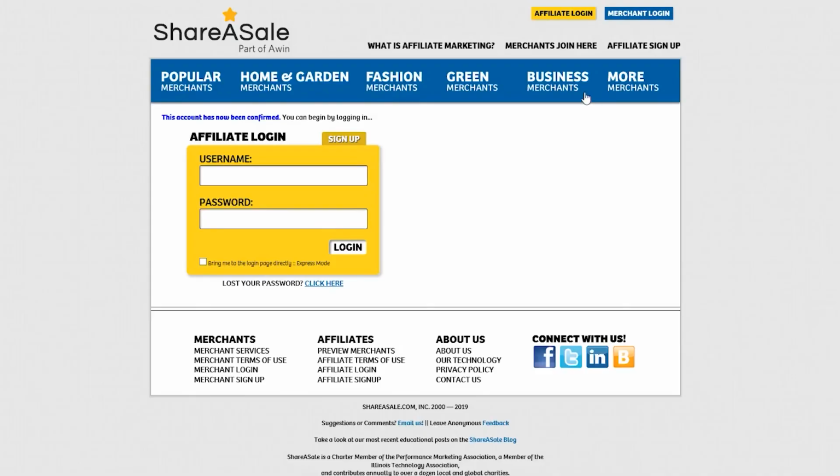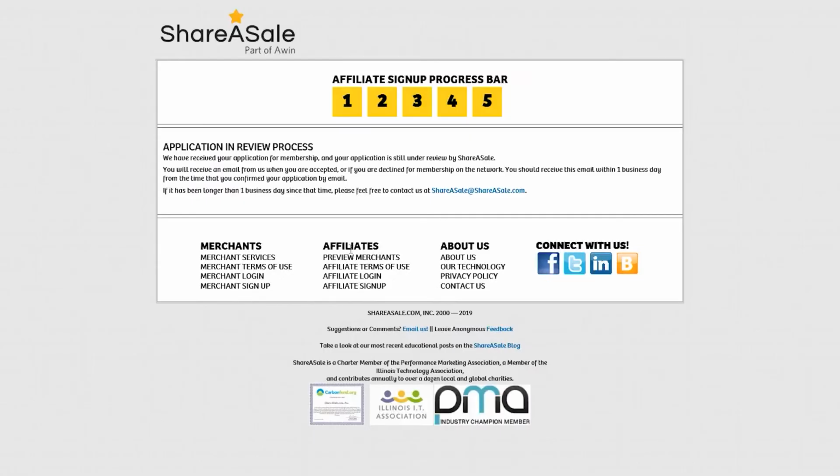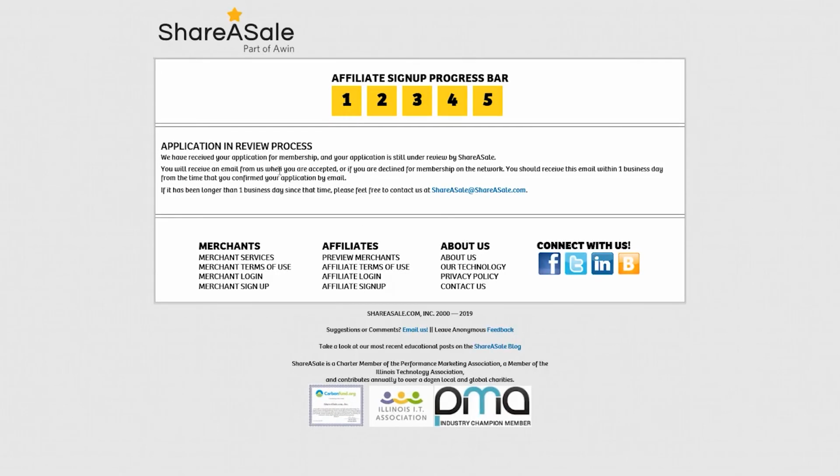So the link they sent me now brings me to this. So as an affiliate, my username was Hassan01. Please remember your password. So application is in review process. We have reviewed the application. So once I'm accepted, I'll receive another email within 1 to 2 days that shows that I've been confirmed.